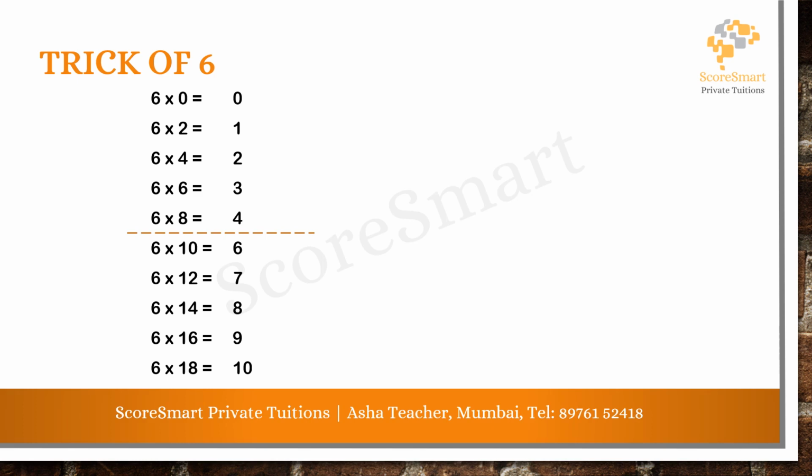Starting with 0: 0, 2, 4, 6, 8. Again in ascending order: 0, 2, 4, 6 and 8. Your 6 times table with even numbers is ready. Isn't it easy?